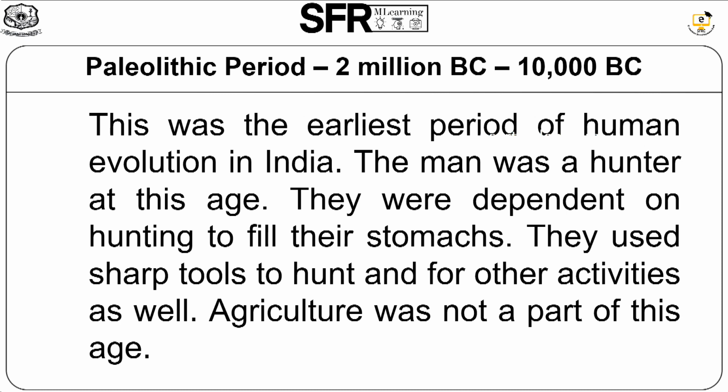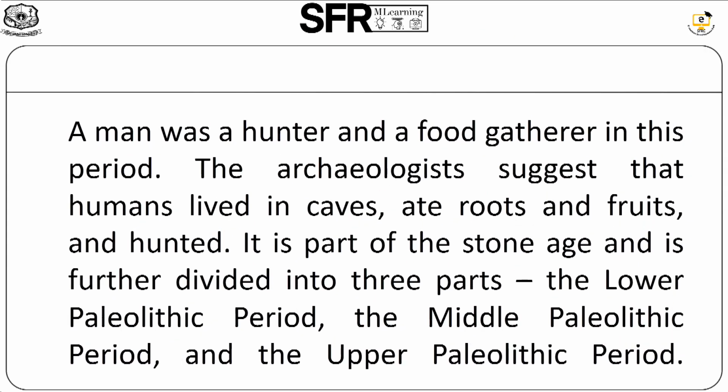So the diet or the menu was only animals, nuts, dry fruits, etc. They used sharp tools to hunt and for other activities as well, and agriculture was not a part of this age. Agriculture later prevailed in the Neolithic period. During the Paleolithic period only hunting was known to the prehistoric people. Man was a hunter and food gatherer in this period, and archaeologists suggest that humans lived in caves, ate roots and fruits and hunted. So the only occupation known to them was hunting.